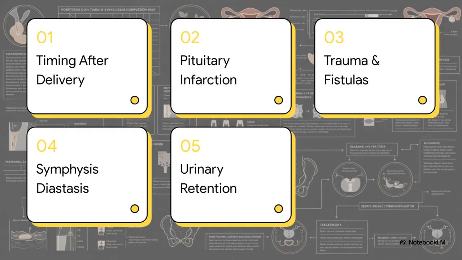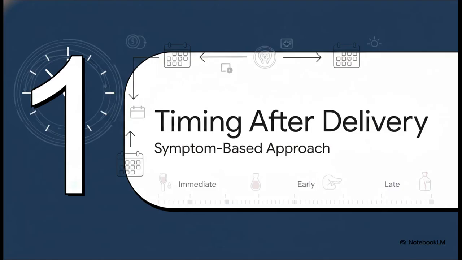Think of our agenda as your cognitive map for this explainer. We're organizing the differential diagnosis chronologically by timing after delivery. So we'll start with symptom timing, then hit postpartum pituitary infarction, obstetric trauma and fistulas, pubic symphysis diastasis, and wrap up with postpartum urinary retention. Let's go. Section 1. Timing after delivery.